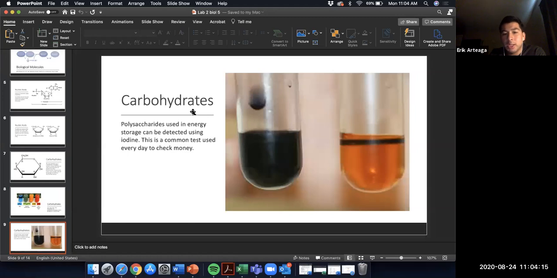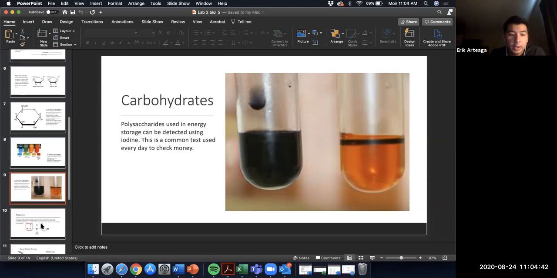So carbohydrates, again, polysaccharides used in energy storage, can be detected using iodine, right? And this is going to be starch. So there is a starch lab. We've talked about starch before. We've used it in the virtual lab, right? When you add iodine to starch, it turns this really black color, okay? You'll be testing that again in the lab. That's one of those 2-point labs. They should be fairly quick, okay?